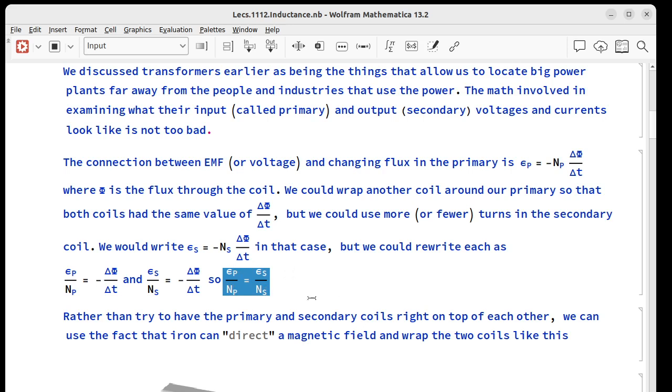Now, if we actually want to build one of these, it would be very complicated to try and wind one directly over the top of the other, but it turns out that a piece of iron can conduct a magnetic field kind of like a pipe conducts water. So we can wrap the primary, here we're showing 3 turns, around one side of this iron square, and the secondary about 6 turns around the other side, and they'll both see the same flux go through them, and they'll see the same delta flux delta t.